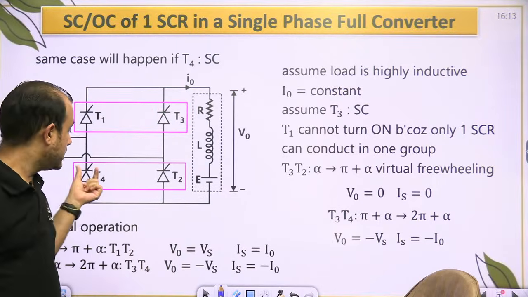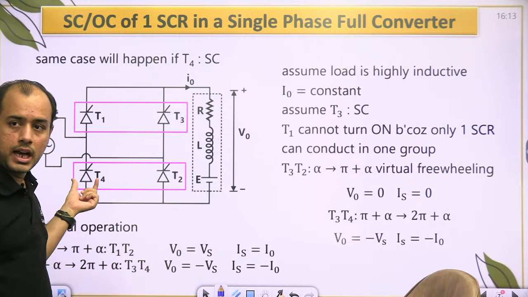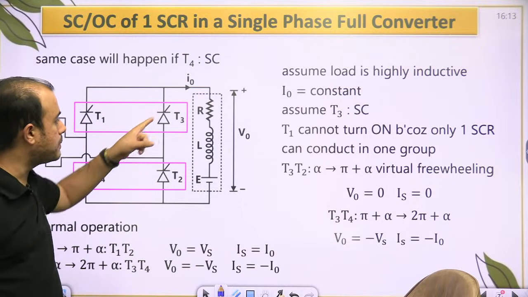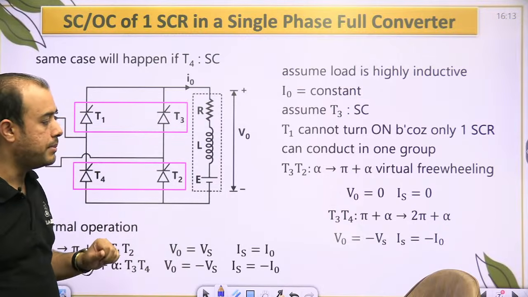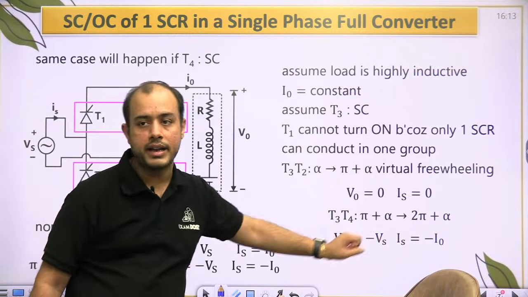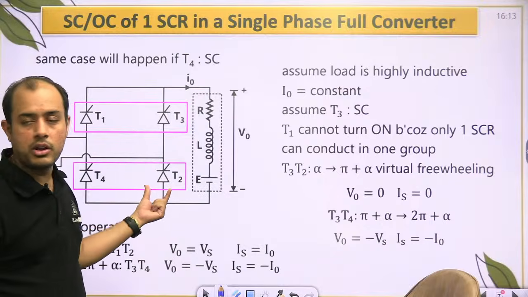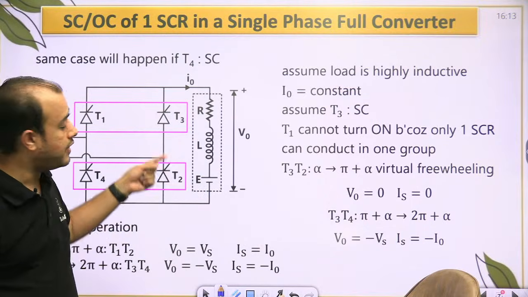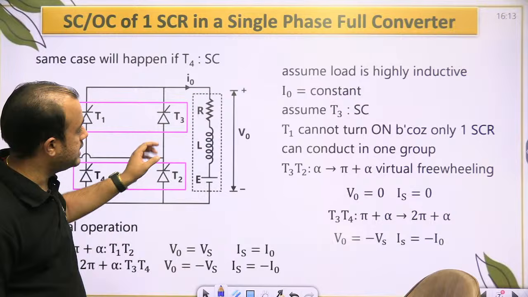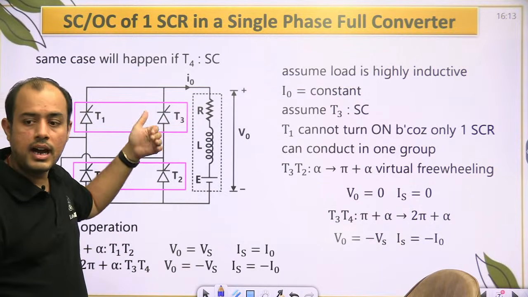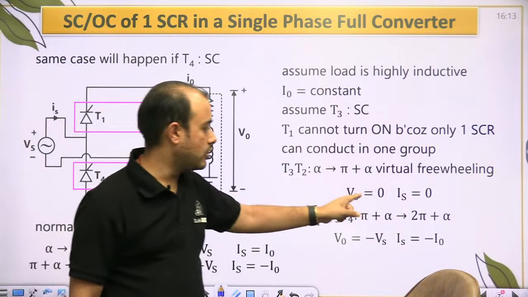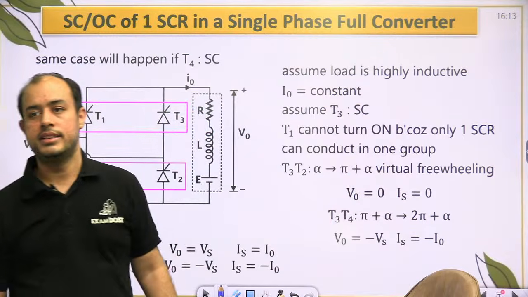Now T4 will be on from pi plus alpha to 2 pi plus alpha. So V0 will be minus Vs, Is will be minus I0. T2 will be on from alpha to pi plus alpha. So when T3, T2 are conducting, V0 will be 0, Is will be 0.